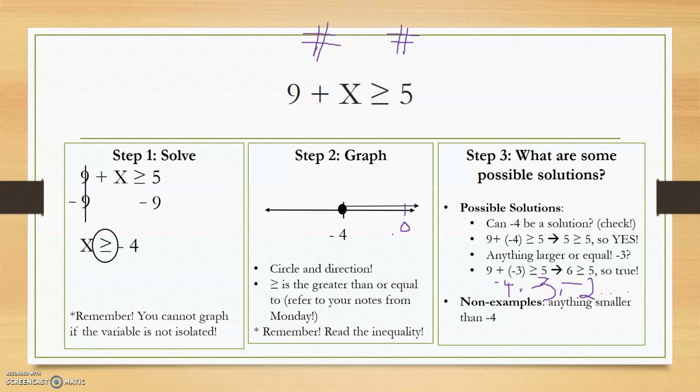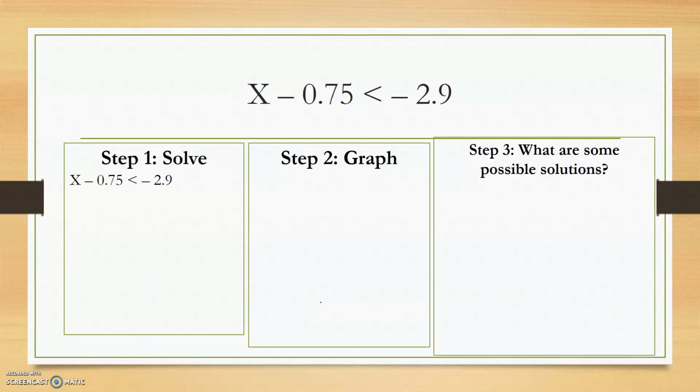Let's talk about some non-examples or solutions that would not work, okay? Anything smaller than -4, such as -5, -6, -7, and so on, these would not work as possible solutions. So these are non-examples. All right, so let's look at a situation where we have decimals.